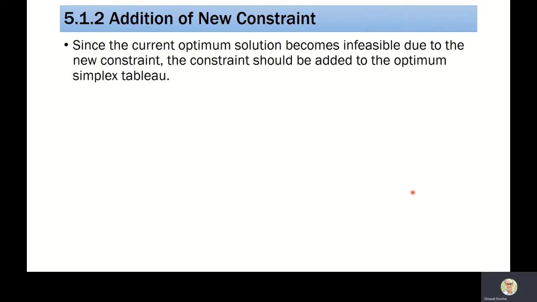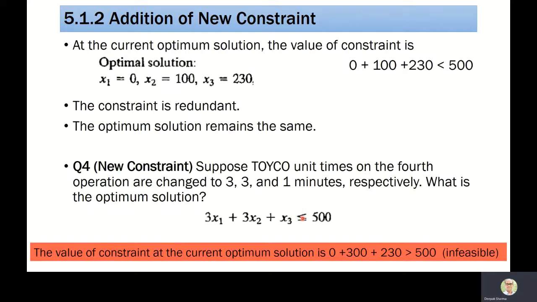Since it is infeasible, we have to perform the dual simplex method, and this new constraint should be added into the table. How can we add it? Let us assume that we take x7 as a slack variable for the new constraint. If I go back, you can see that this constraint is of the smaller than or equal to type, so we will be adding one slack variable x7 here.